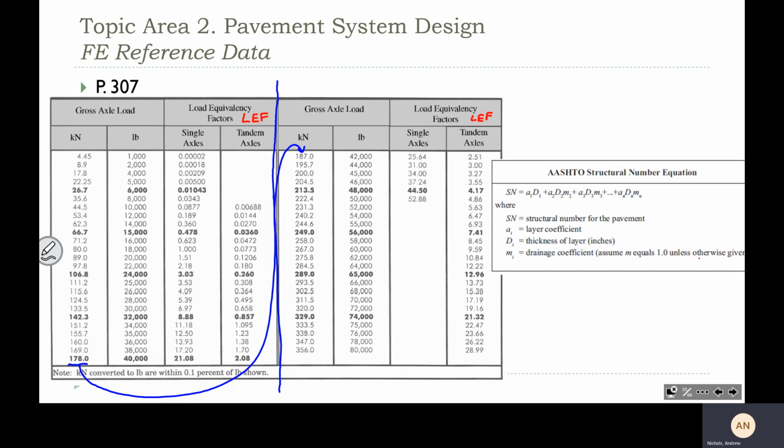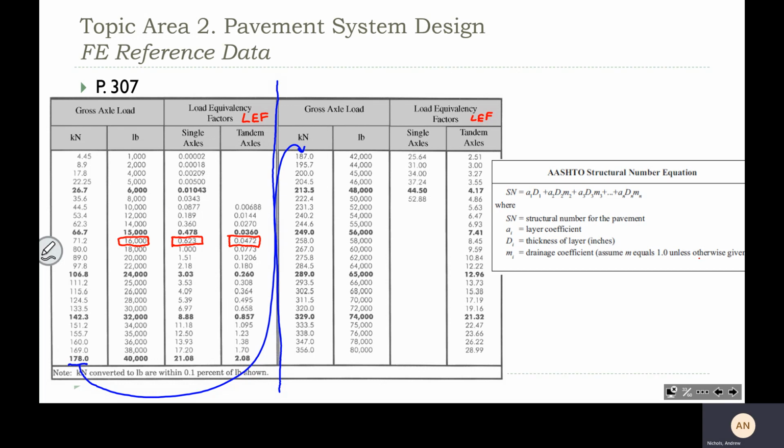So if the load of your axle is 16,000 pounds, if it's a single axle, then it has a load equivalency factor of 0.623. If that 16,000 is spread across 2 axles acting in tandem together to lighten that load, then it's 0.0472. So that lookup table is one aspect.